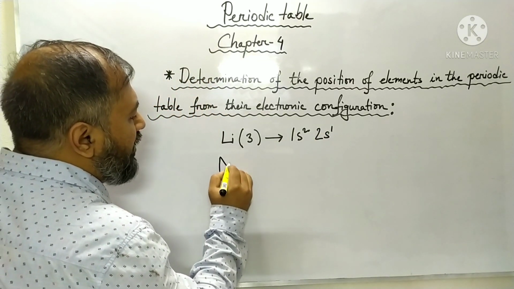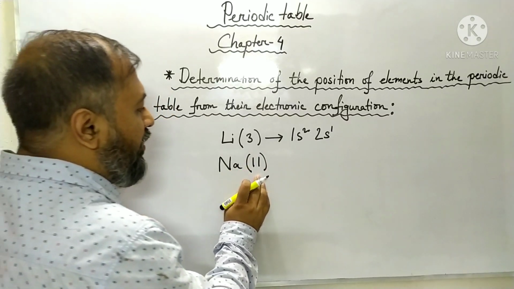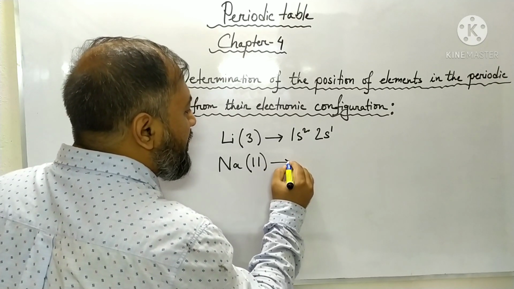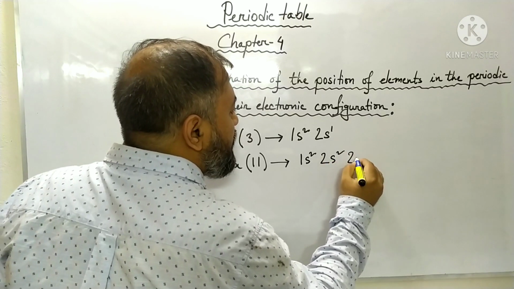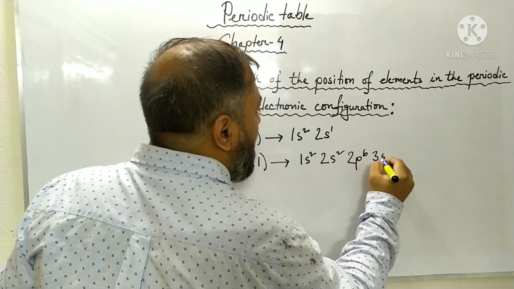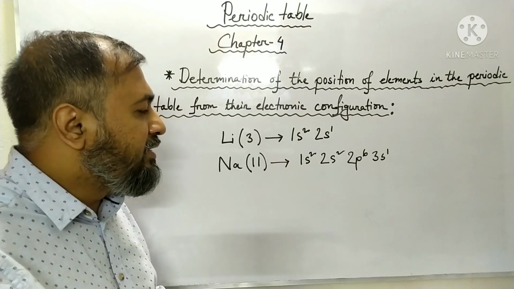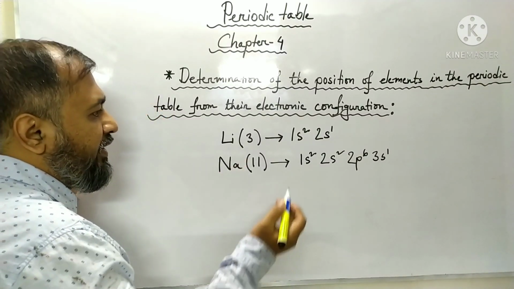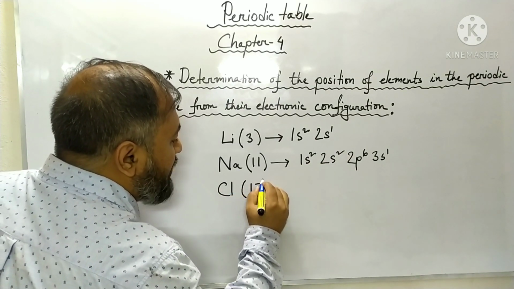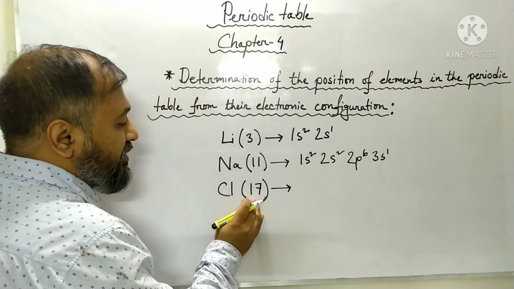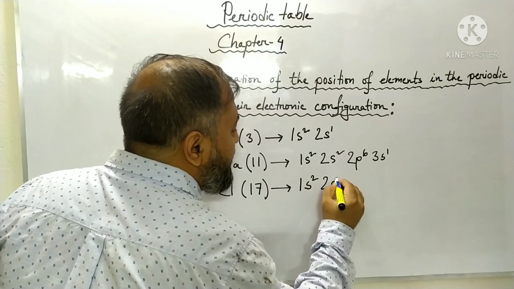Now come to the next one, which is sodium, 11, the total electron number or atomic number or proton number. So what is the electronic configuration of sodium? 1s2, 2s2, 2p6 and 3s1. So this is how the 11 electrons of sodium are distributed in its different energy shells. Now come to the third element. The atomic number of that element is 17, and let us see how its electrons are distributed in the energy shells.